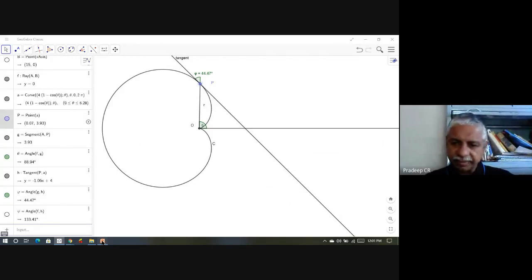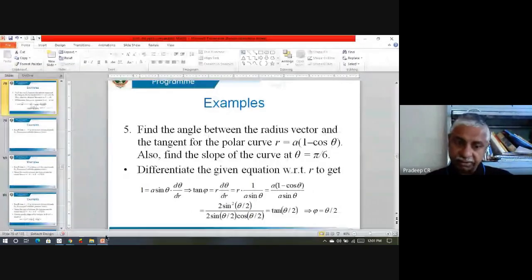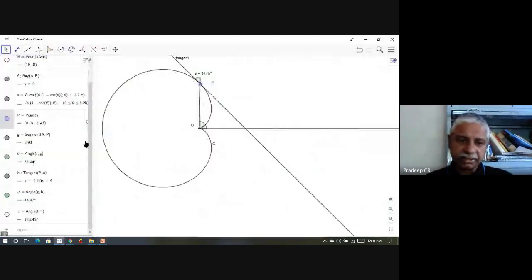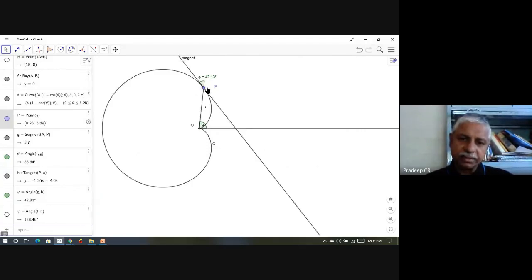What do I want here? See here, phi is theta by 2. Let us check whether that is true. Phi is theta by 2, so this must be half of theta. It seemed to be correct. The theta angle is given here. Somehow it is not showing here. I don't know why, but it doesn't matter to me. You can see this is theta 88.94 and phi is 44.47. This is actually half of this. You can see that this angle is half of this angle as I move point P.